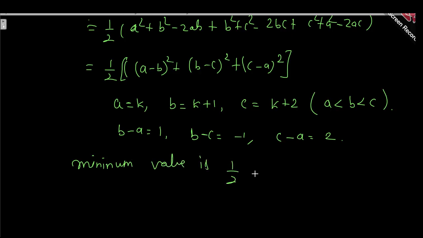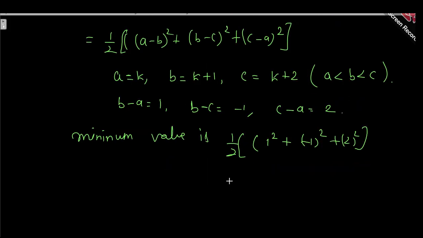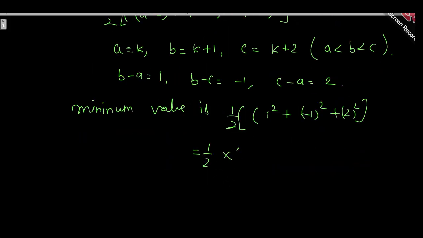So using this, the minimum value is half. Putting these values in this bracket, we have 1 square, minus 1 square, plus 2 square, so this is 1 half times 6, and that equals 3. So this is the required minimum value of the given problem.